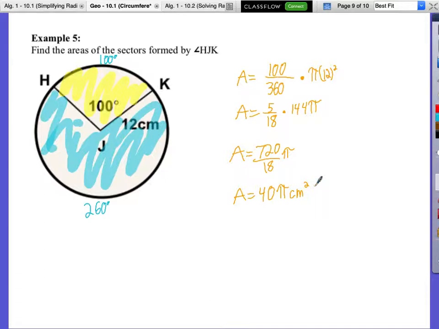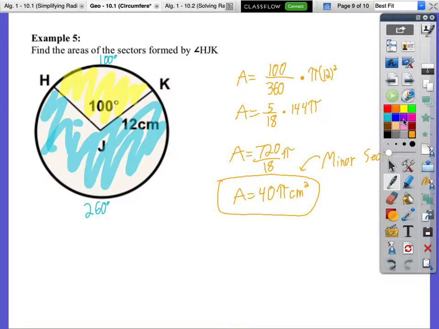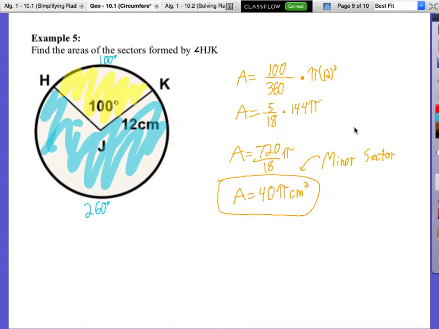So this is the exact. Could we find the approximate? Yes. How would we do that? 40 pi. Just take 40 times pi, right? Okay, I'm not going to make us do that right now. And this would be which one, the major or minor sector? Minor. The minor sector, okay? Now the major one, should the major one be more or less? More, right?